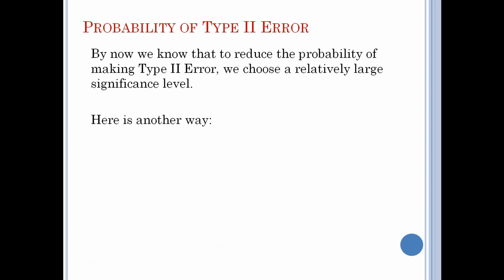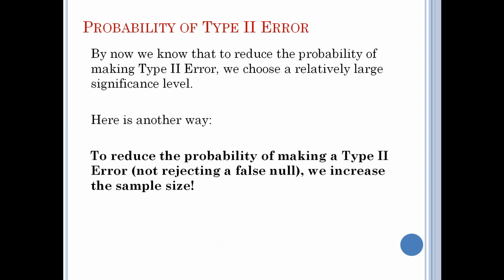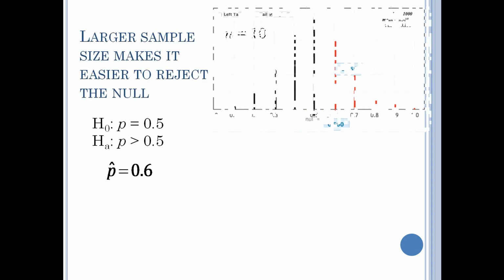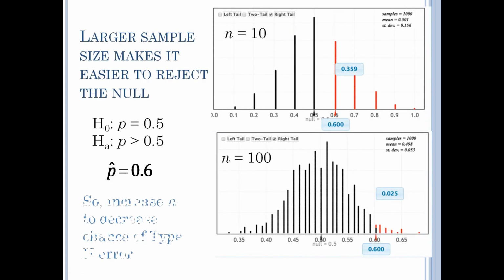So up till now, we know that if I want to reduce the probability of type 2 error, I would use a large alpha. Here's another way that you can do to minimize type 2 error. You would use a large sample size. So write this down. To reduce the probability of making type 2 error, we increase the sample size. And let's look at the next two graphs to understand this point.